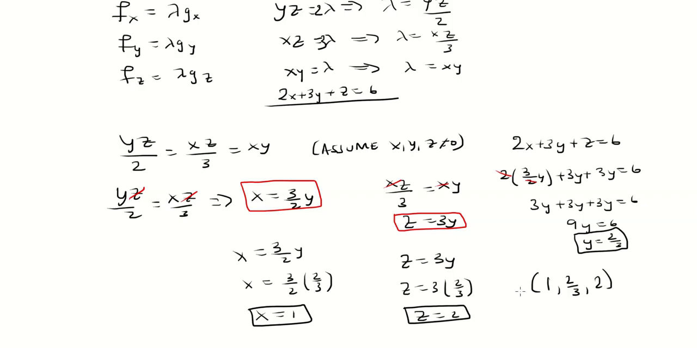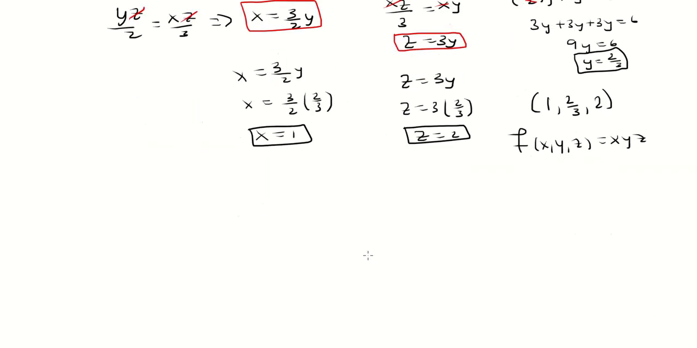If we substitute these values into f of x, y, z, which remember was x times y times z, that turns into 1 times 2/3 times 2, which is equal to 4/3. So therefore, the maximum value of f of x, y, z, subject to the constraint 2x plus 3y plus z is equal to 6, is going to be 4/3. And that is our final answer.